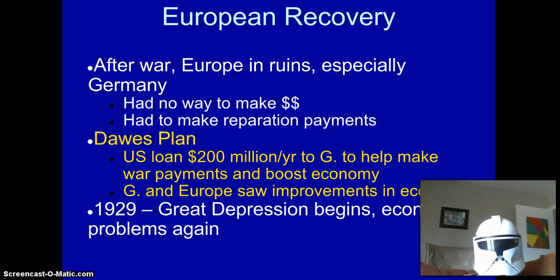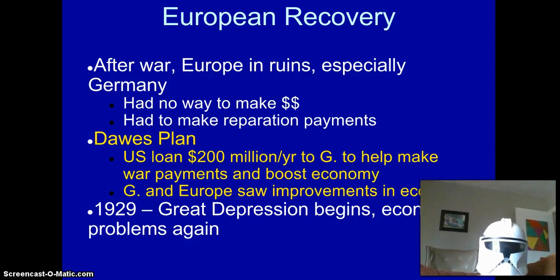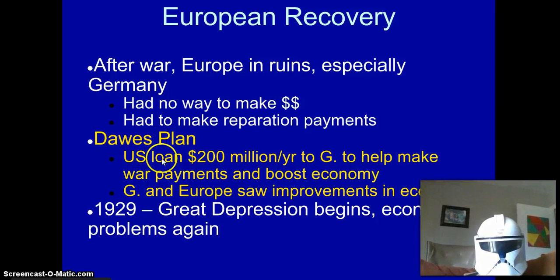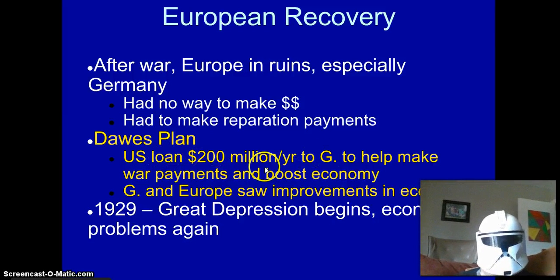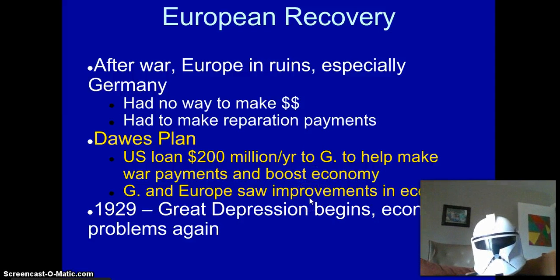Europe is in ruins. Remember, we've talked about how World War I happened. Germany had no way to make money. Everything was blown up, and they had to make reparation payments. So you have the Dawes Plan, that's your key word right here. The U.S. loaned $200 million a year to Germany to help make war payments and boost the economy. Germany and Europe started seeing improvements.